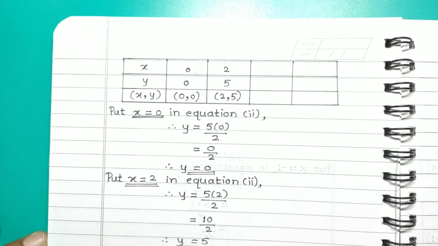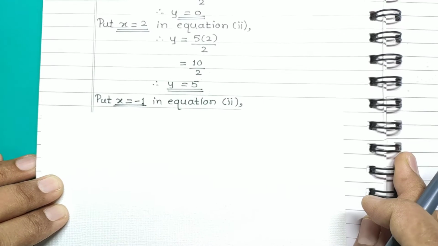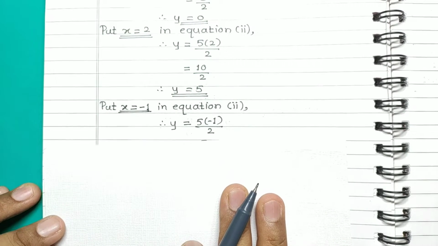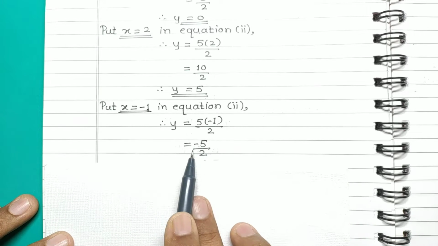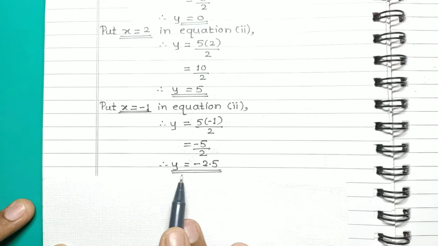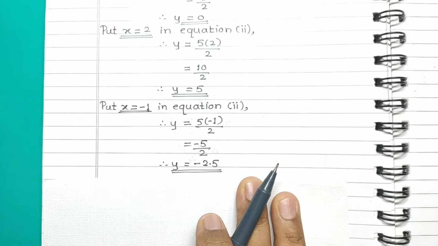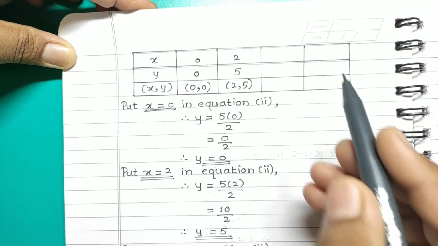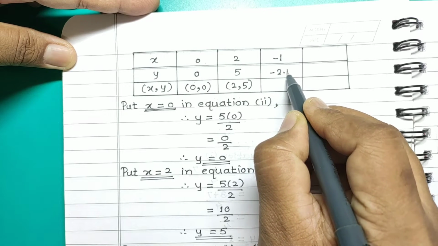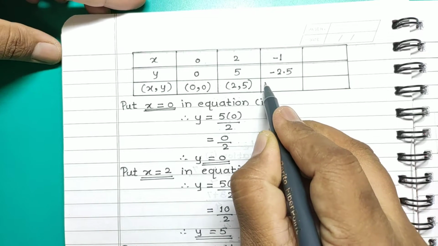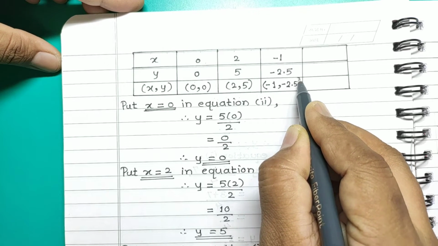Then next, let's put x is equal to minus 1 in equation 2. So we have y is equal to 5 into minus 1 upon 2, and therefore it is minus 5 by 2. So y is equal to minus 2.5. So the next ordered pair is, for x is equal to minus 1, we get y is equal to minus 2.5, and so the ordered pair is minus 1 comma minus 2.5.